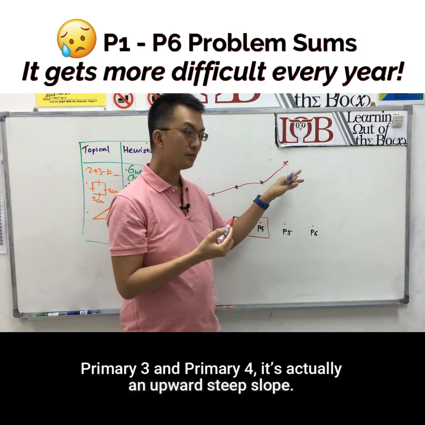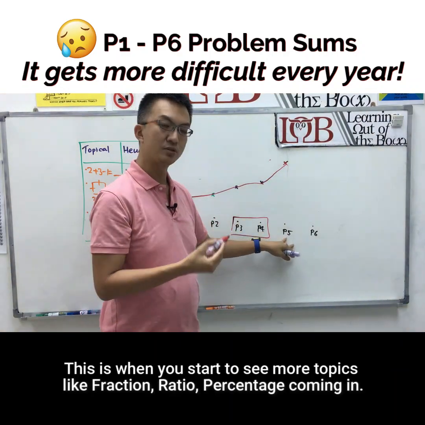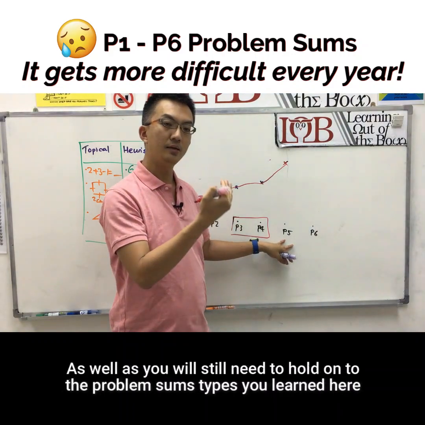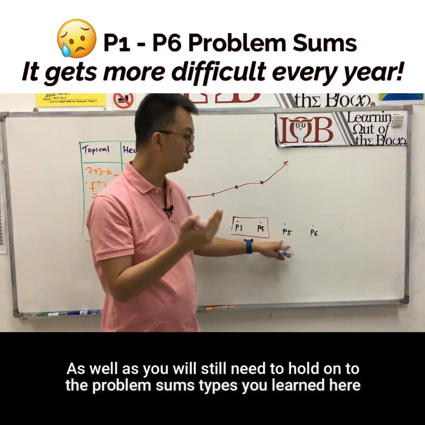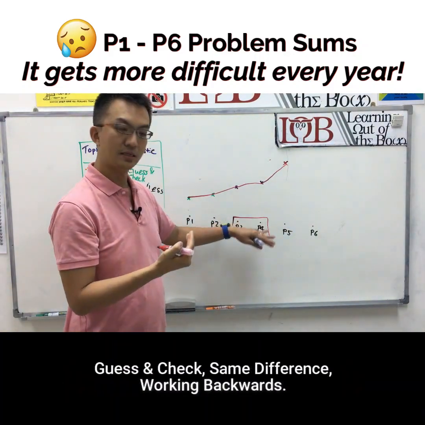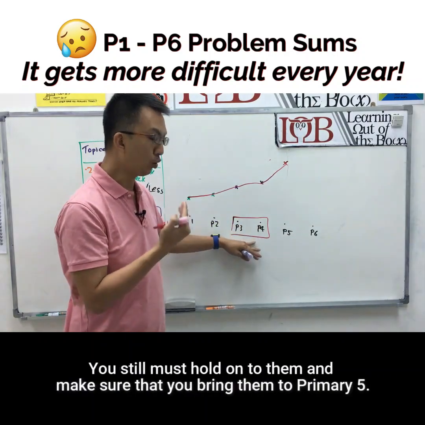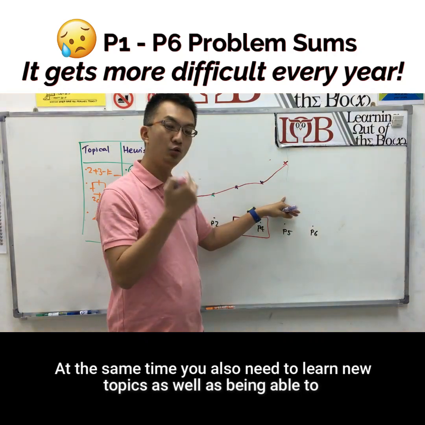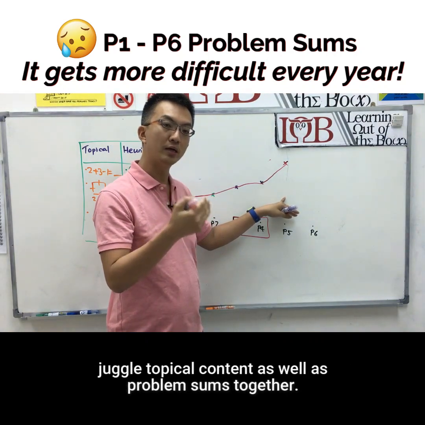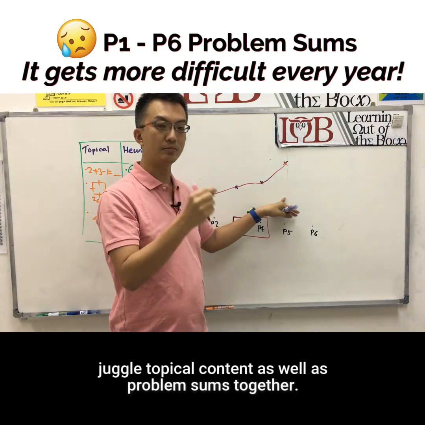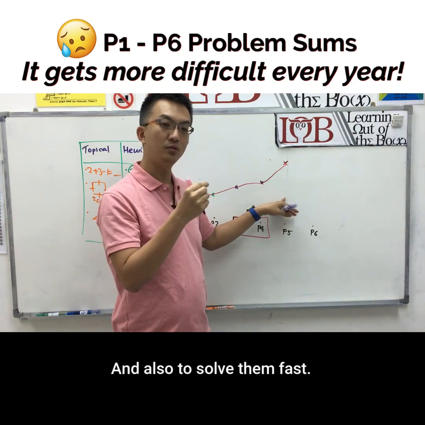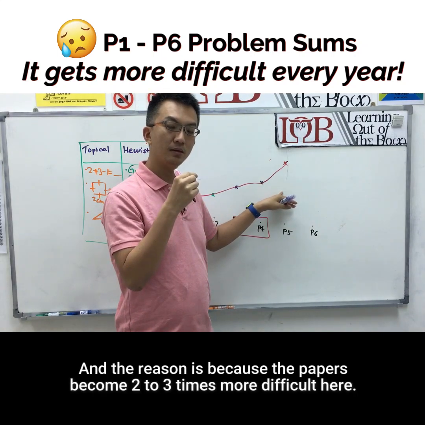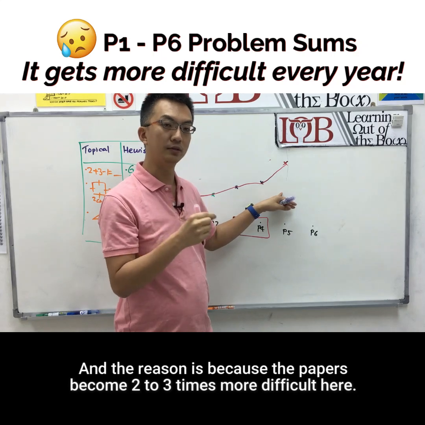steep slope. So this is when you start to see more topics like fraction, ratio, percentage coming in, and you still need to hold on to the problem sum types that you learned here: guess and check, same difference, working backwards. You still must hold on to them and make sure that you bring them to P5. At the same time, you also need to learn new topics, as well as be able to juggle topical content as well as problem sums together, and also solve them fast. And the reason is because the papers become 2 to 3 times more difficult here.